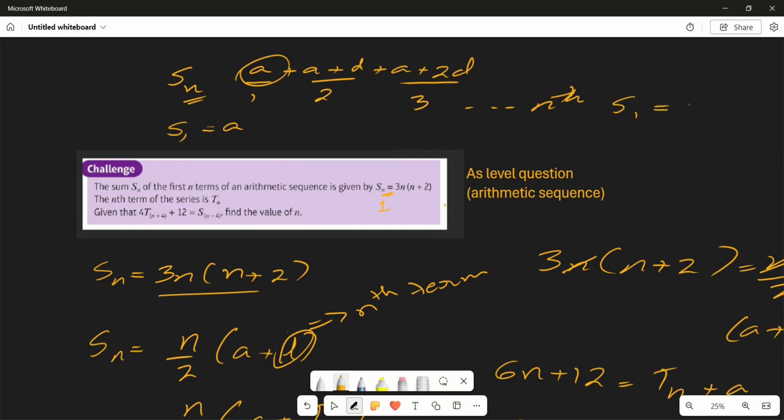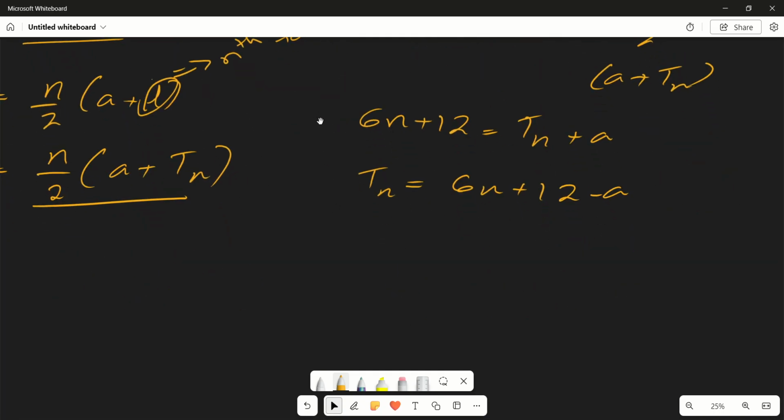So S1 equals a, and 3 times 1 times (1 plus 2) equals a, so a equals 9. So we get a value for a, and we will add this in the tn formula. tn equals 6n plus 12 minus 9, which is 6n plus 3. So we get a formula for tn, and we have a formula for Sn.